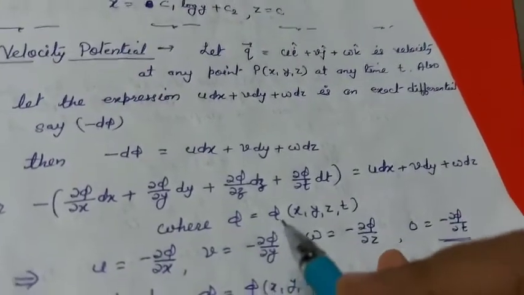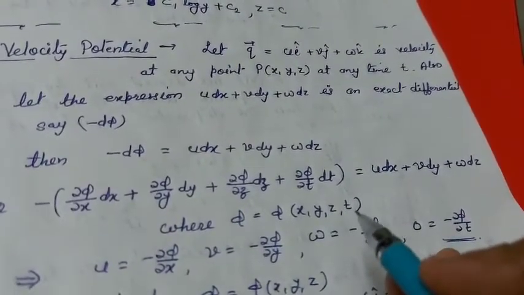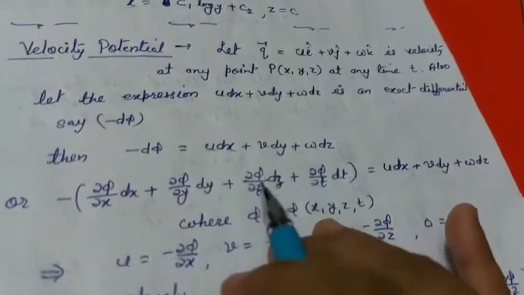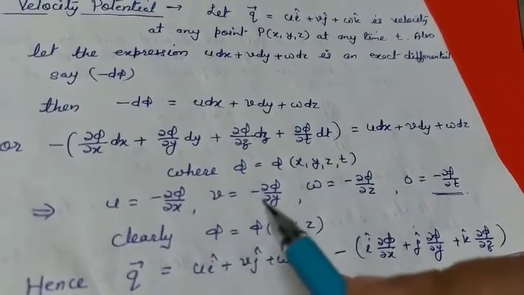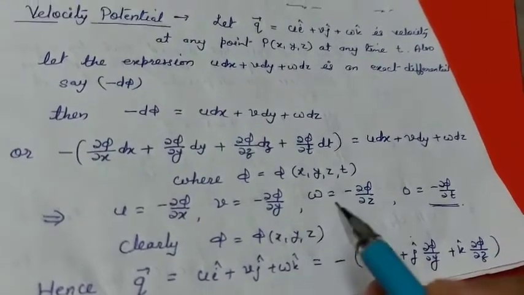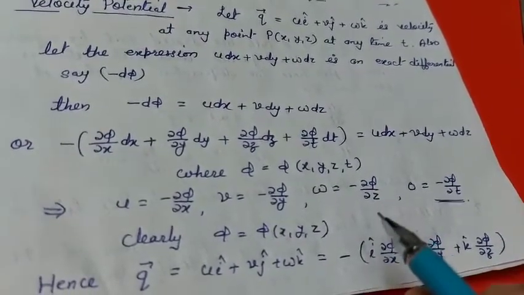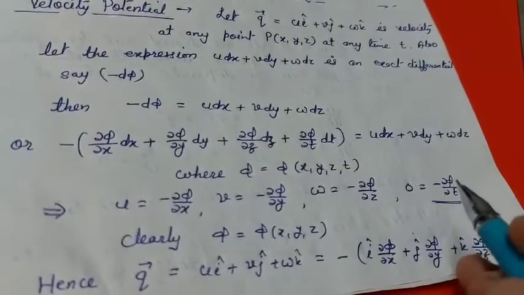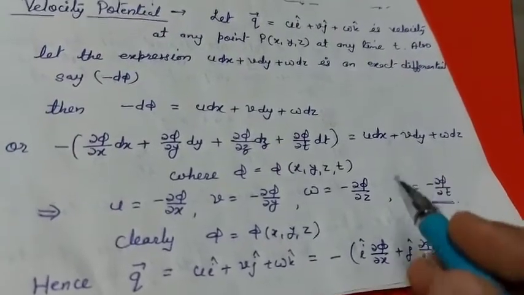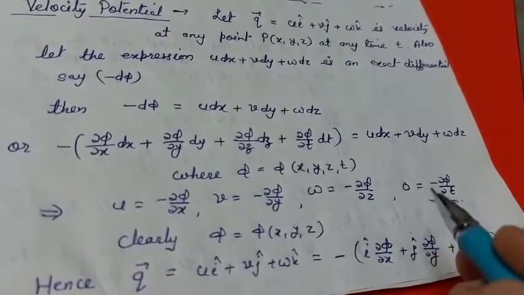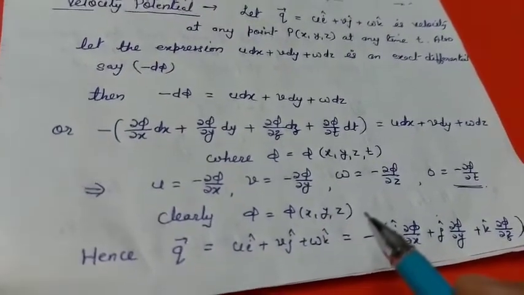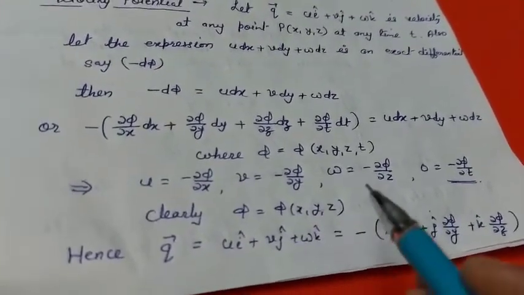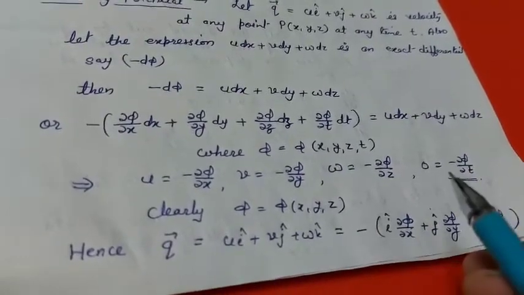Now here phi is a function of x, y, z and t. Now comparing both the sides, we have u is equal to minus del phi by del x, v is equal to minus del phi by del y, w is equal to minus del phi by del z, and 0 is equal to minus del phi by del t. Now minus del phi by del t equal to 0 shows that phi is a function of x, y, z. This is independent, that means phi is independent of t.